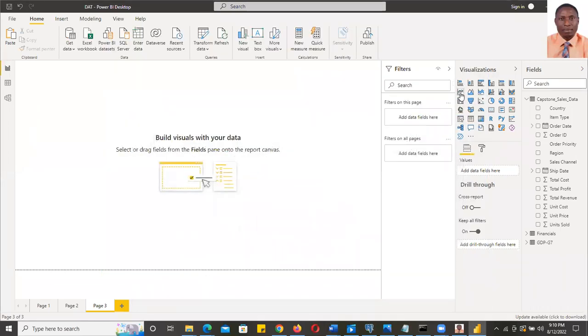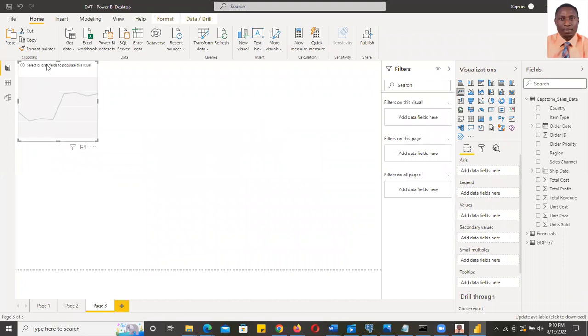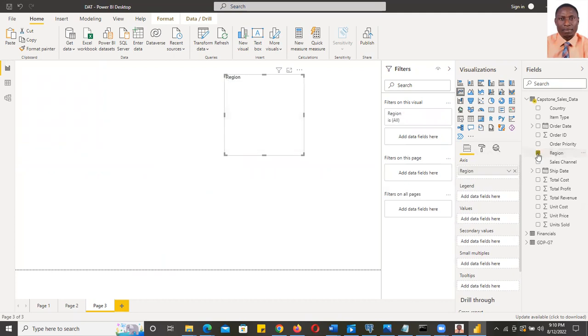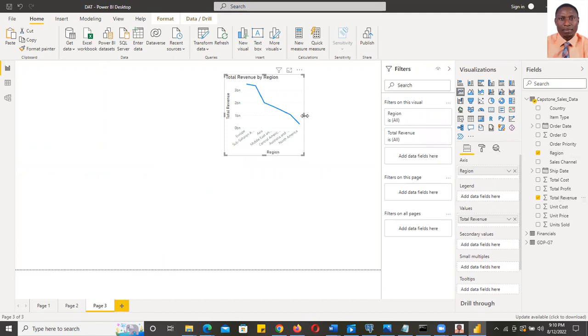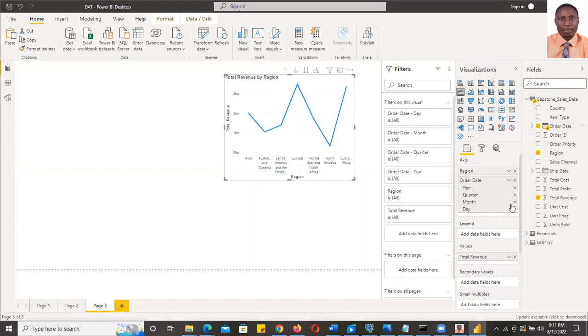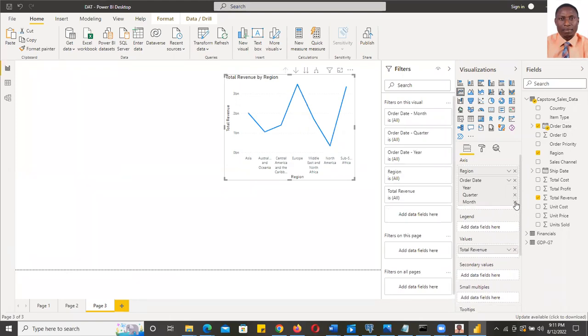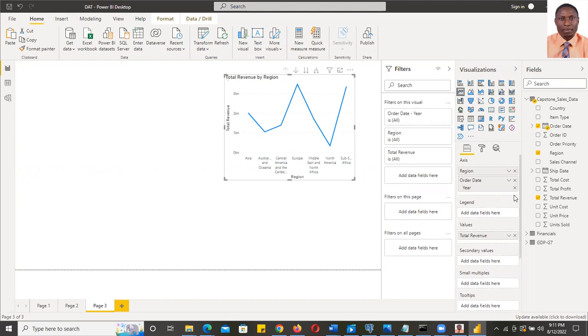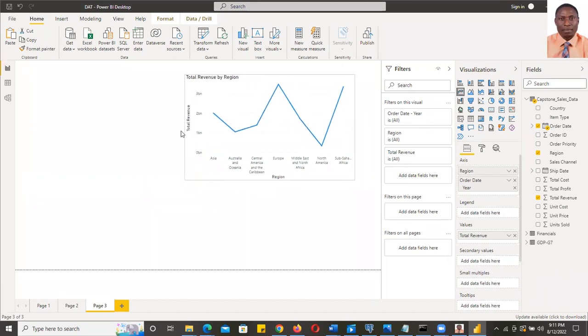So this is our line chart. Revenue across region, using the year. Now, we are not making use of day, month, quarter. What we are after is the year. So this is how it's going to look like.